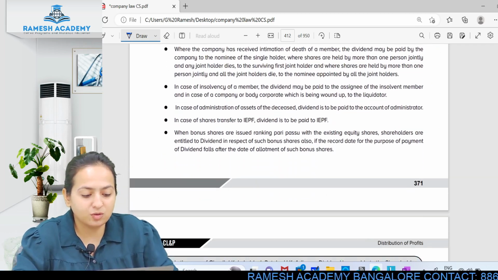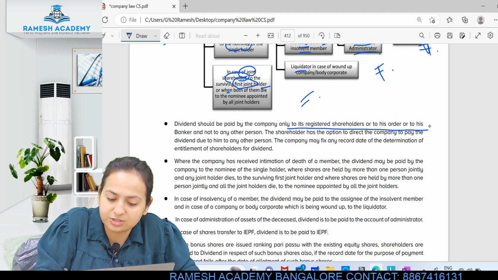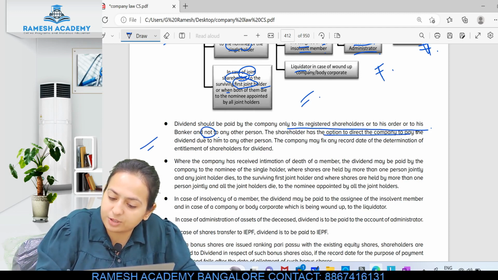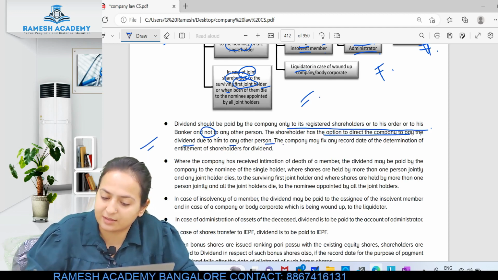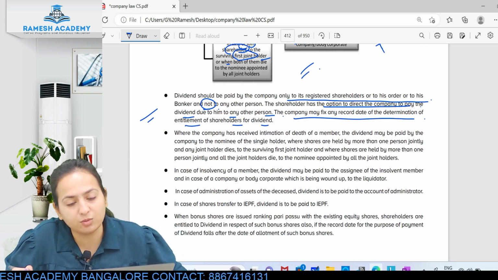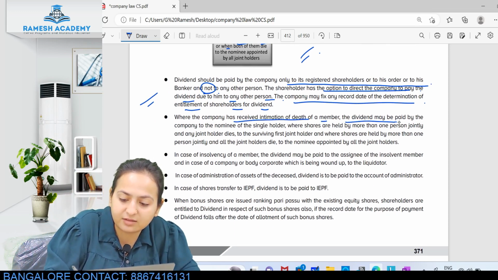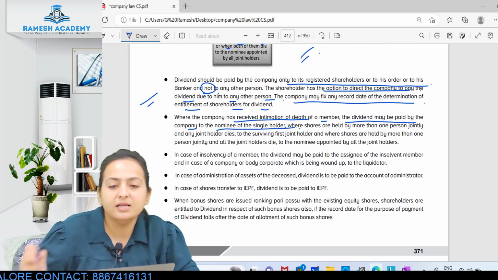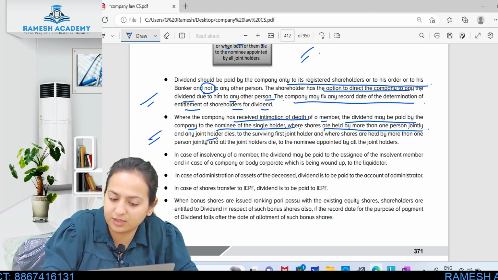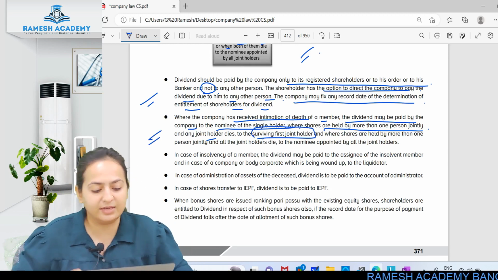Yes. So what is written is, the dividend should be paid by the company only to registered shareholders and not to any other person. The shareholder has the option to direct the company to pay the dividend to any other person. So the company may fix a record date for determination of the shareholders entitled to the dividend. Where the company has received intimation of death, the dividend must be paid to the nominee of the single holder. Where the shares are held by more than one joint holder and one joint holder dies, the surviving first shareholder will get the dividend.